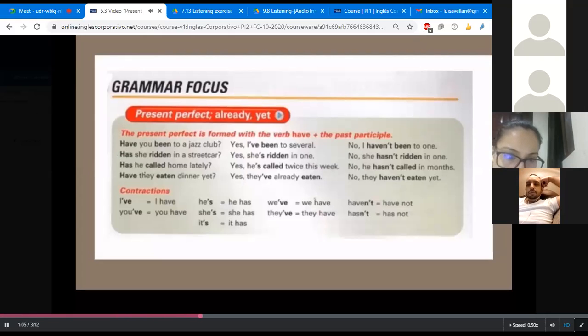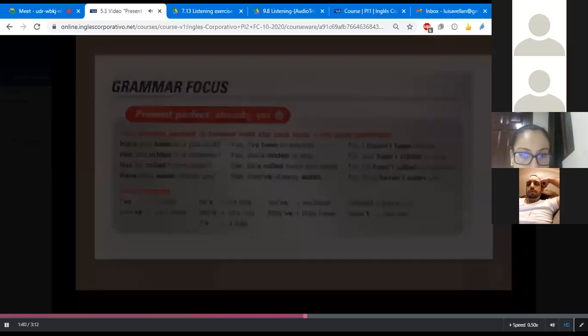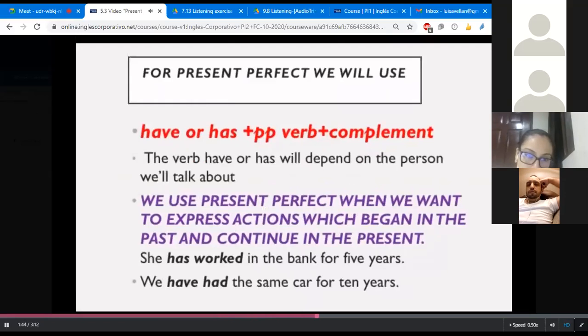Contractions. I've equals I have. You've equals you have. He's equals he has. She's equals she has. It's equals it has. We've equals we have. They've equals they have. Haven't equals have not. Hasn't equals has not. For present perfect, we will use have or has plus past participle verb plus complement. The verb have or has will depend on the person we will talk about. We use present perfect when we want to express actions which began in the past and continue in the present.